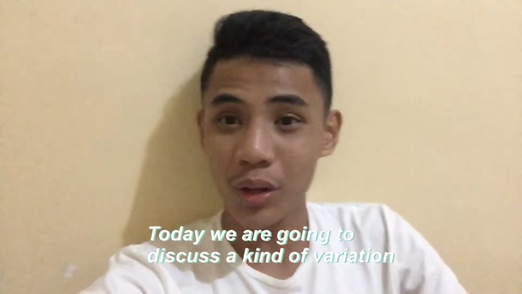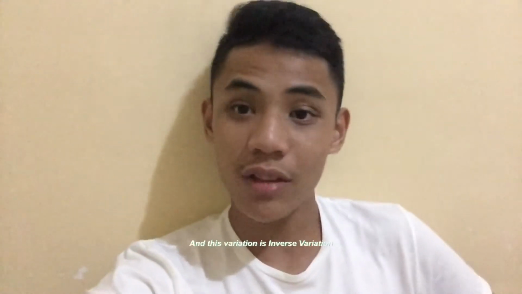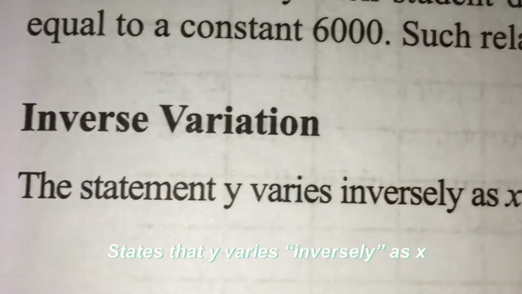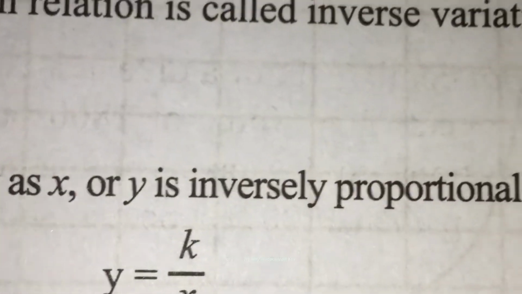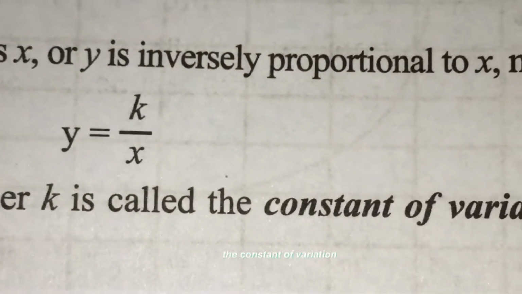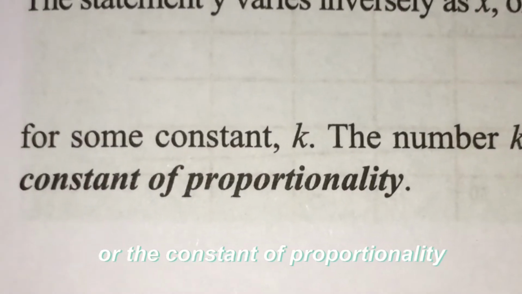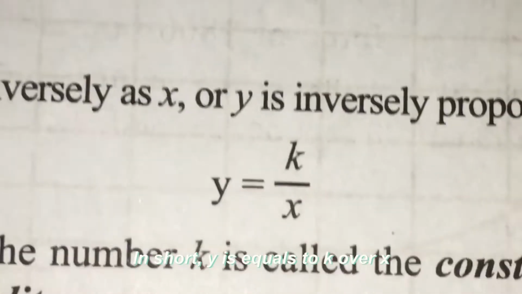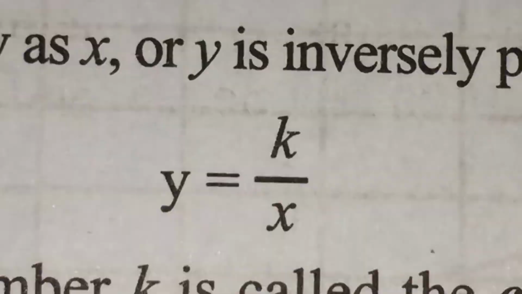So, today we're going to discuss a kind of variation. This variation is given to me because I just like it. And this variation is inverse variation. So, what is inverse variation all about? Based on the book, inverse variation states that y varies inversely as x, or y is inversely proportional to x, means that for some constant k, the number k is called the constant of variation or the constant of proportionality. In short, y is equals to k over x.